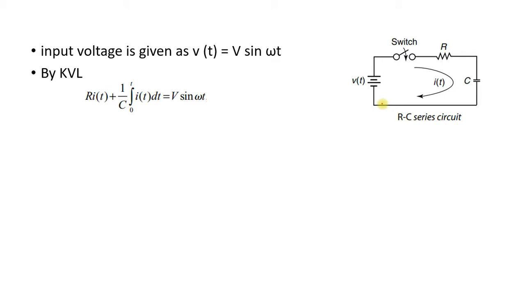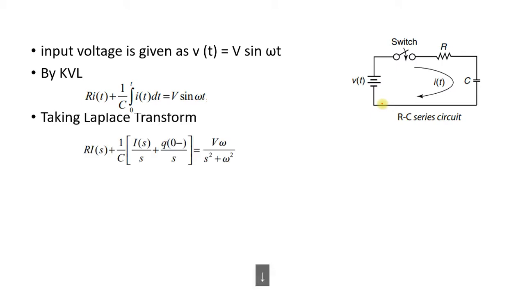Now take the Laplace transform of the corresponding equation, and it looks like this: R into I(s) plus 1 by C into I(s) divided by s plus q(0) divided by s, which is equal to V omega divided by s squared plus omega squared. For this circuit I consider the initial voltage across the capacitor to be 0, so this term is eliminated and the final equation is in this format.